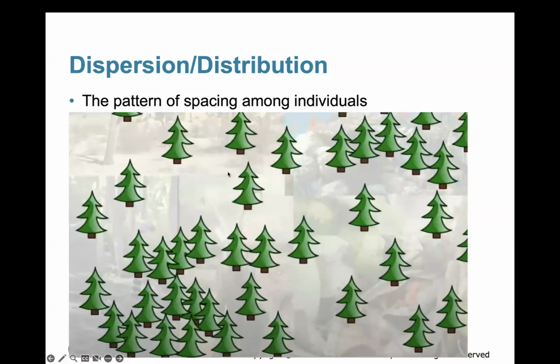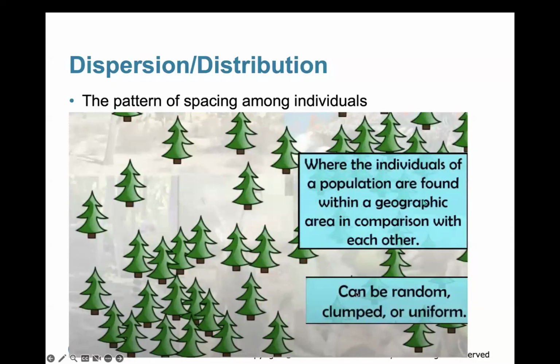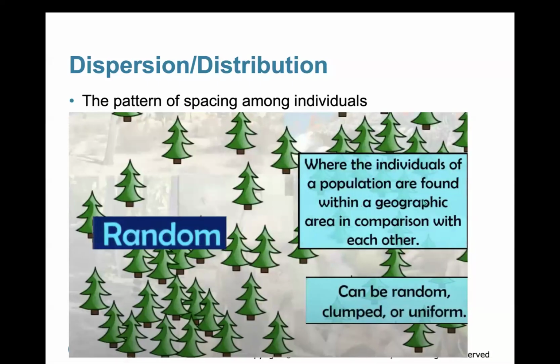So we could call it dispersion or distribution. Both are fine. There are three types that it can be. It can be random, it can be clumped, or it can be uniform. Because these trees don't really have a pattern, this is a random dispersion. So where the individuals of a population are found within a geographic area in comparison with each other, we're going to call this a random dispersion pattern.